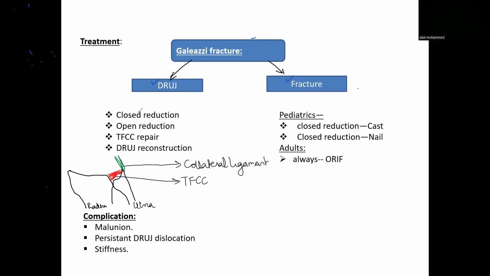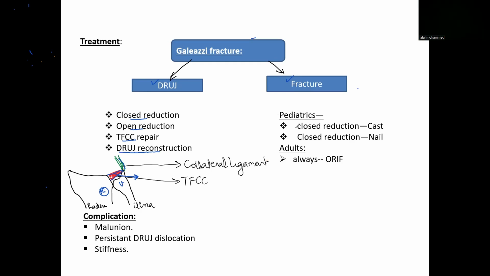So distal radio-ulnar joint is a complex of radius and ulna. This is radius, this is ulna. This is ulnar collateral ligament. This is triangular fibrocartilage. So when the distal radio-ulnar joint is injured, there is damage to the triangular fibrocartilage. So we can go for closed reduction, open reduction, TFCC repair, and if it's very damaged or patient is coming late, then you need to go for reconstruction by using tendon graft.